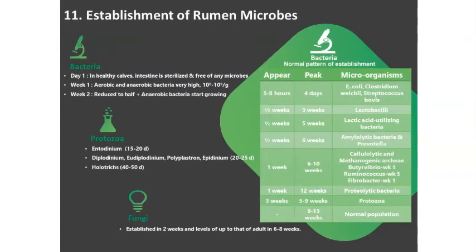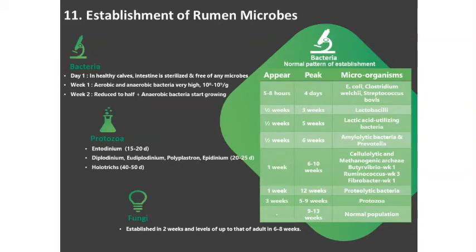Normally, in the first 5 to 8 hours and up to 4 days, E. coli, Clostridium welchii, and Streptococcus bovis get established in the rumen. After 3 weeks, lactobacilli; 5 weeks, lactic acid utilizing bacteria; 6 weeks, amylolytic bacteria and Prevotella; 6 to 10 weeks, cellulose degraders, methanogens, Vibrio, Ruminococcus, and Fibrobacter get established in the rumen.